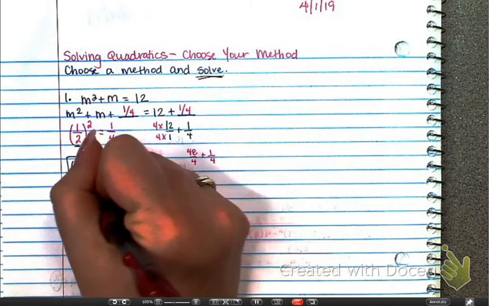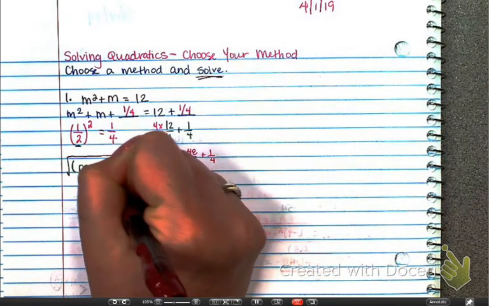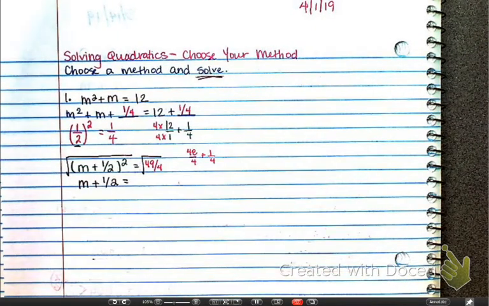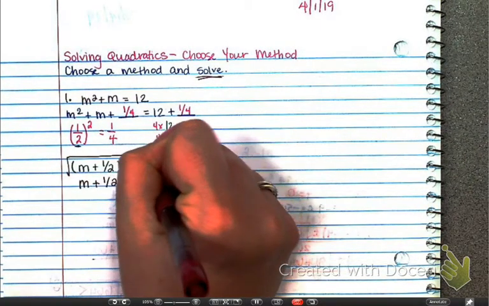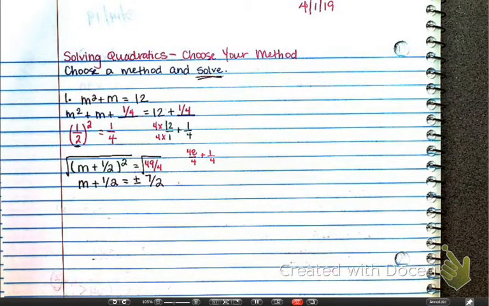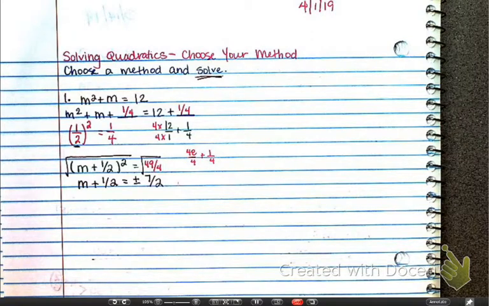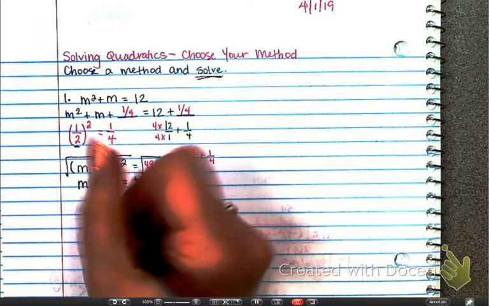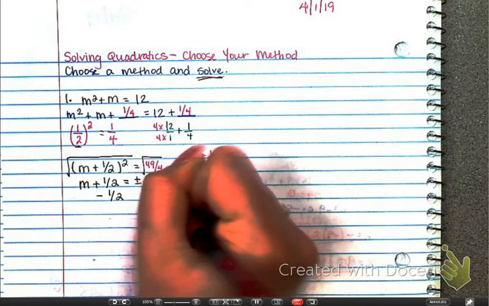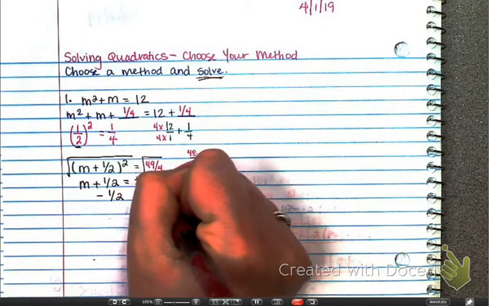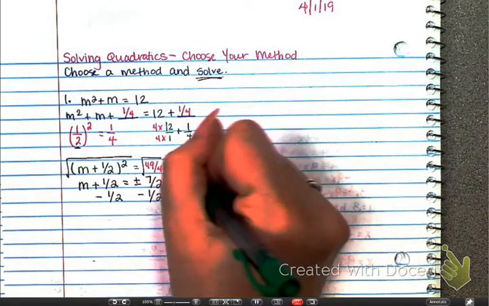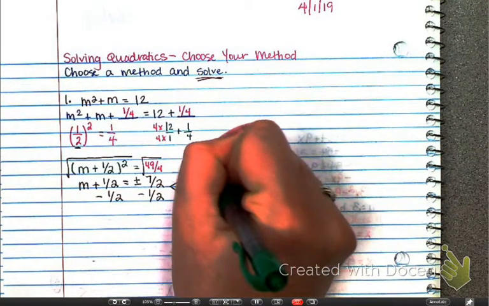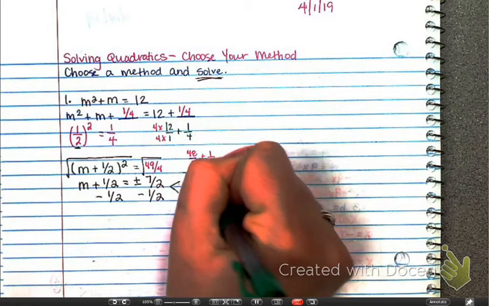So when you take the square root, you have m plus 1/2 equals plus or minus 7/2. Because the square root of 49 is 7, the square root of 4 is 2. Is m by itself? No. Nope, so I'm going to keep going. I'm going to subtract 1/2. And here we'll have two answers because there's no square root left. So I have 7/2 minus 1/2 and negative 7/2 minus 1/2.